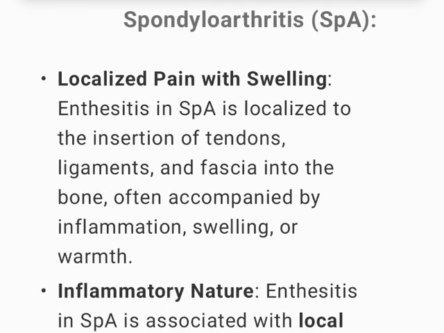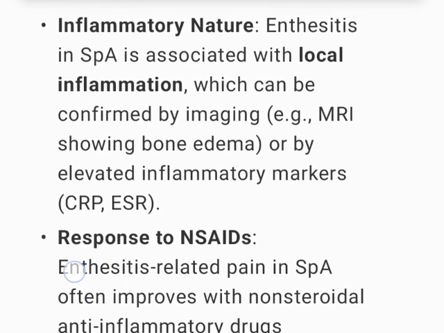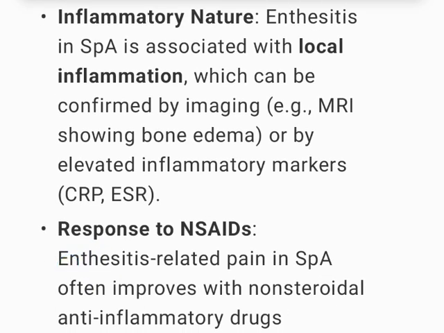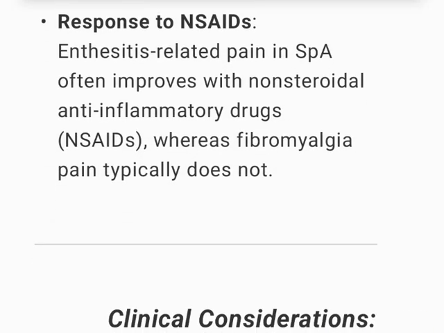Spondyloarthritis, SpA: localized pain with swelling. Enthesitis in SpA is localized to the insertion of tendons, ligaments, and fascia into the bone, often accompanied by inflammation, swelling, or warmth. Inflammatory nature: enthesitis in SpA is associated with local inflammation, which can be confirmed by imaging, e.g., MRI showing bone edema, or by elevated inflammatory markers, CRP/ESR. Response to NSAIDs: enthesitis-related pain in SpA often improves with nonsteroidal anti-inflammatory drugs, NSAIDs, whereas fibromyalgia pain typically does not.